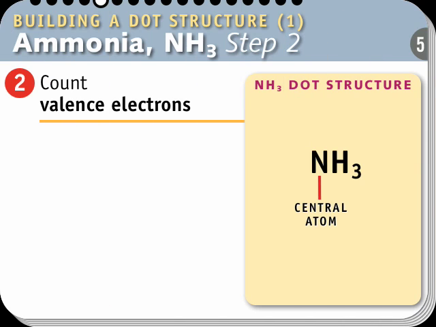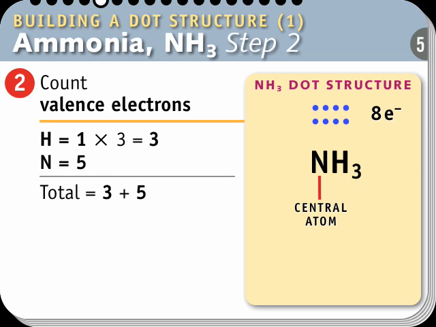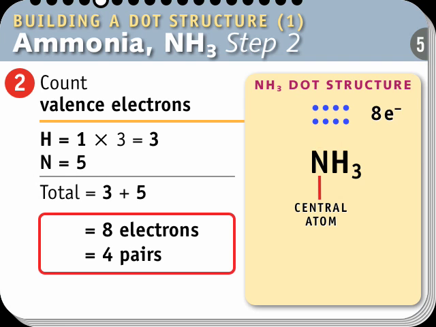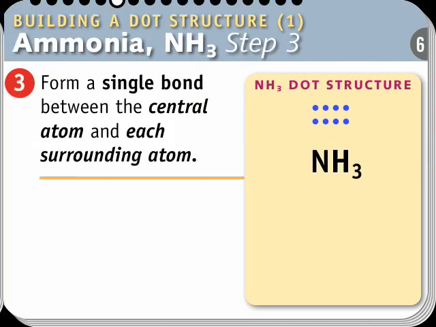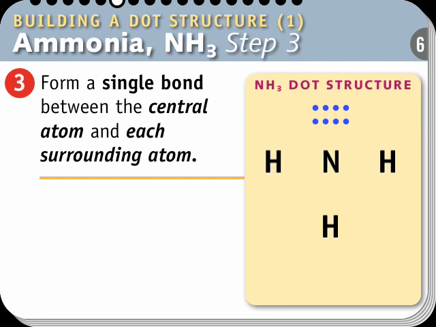Next, we count valence electrons. Each hydrogen atom brings one valence electron. Nitrogen, in group 5A, brings 5 valence electrons. This means that we have a total of 8 valence electrons in the molecule, or 4 pairs. Next, we'll draw our molecule with nitrogen in the center of the 3 hydrogens, and then form a single bond between that central atom and each of the surrounding atoms.